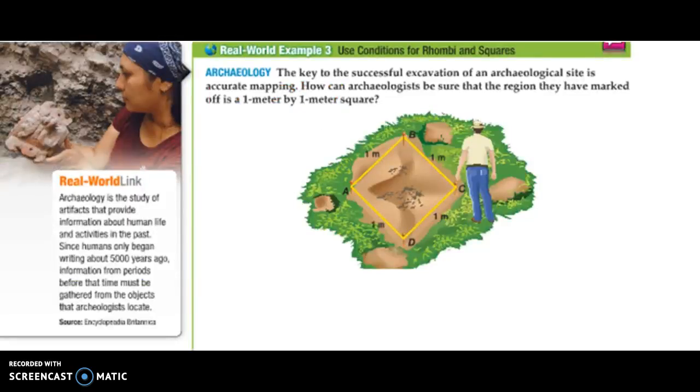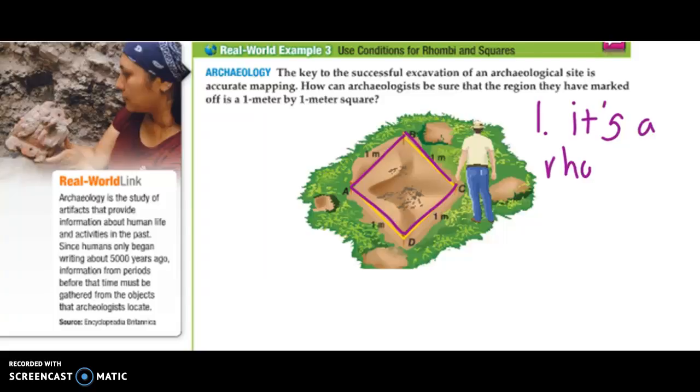All right, example 3. It says the key to a successful excavation of an archaeological site is accurate mapping. How can an archaeologist be sure that the region they have marked off is a 1 meter by 1 meter square? Okay, well, the first thing we like to see is that we have all four sides equal. And if all four sides are equal, it's a rhombus. Check. Okay? So we know it's a rhombus.